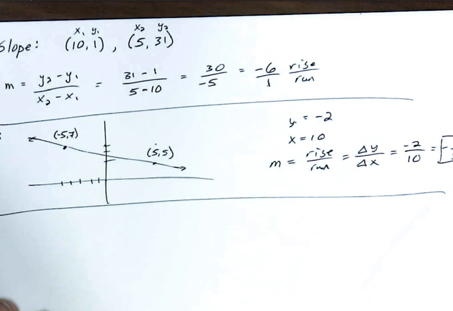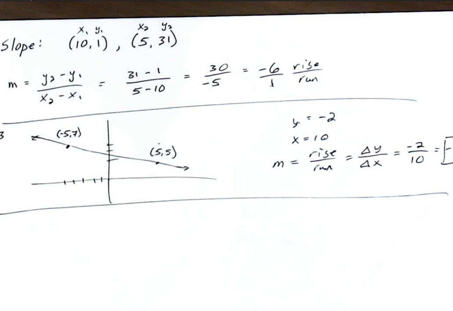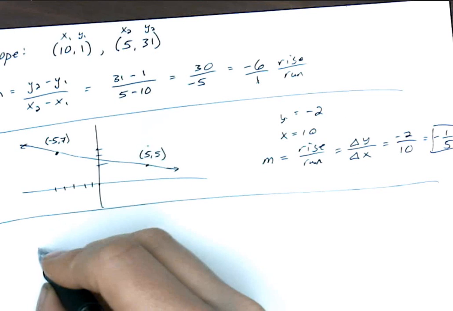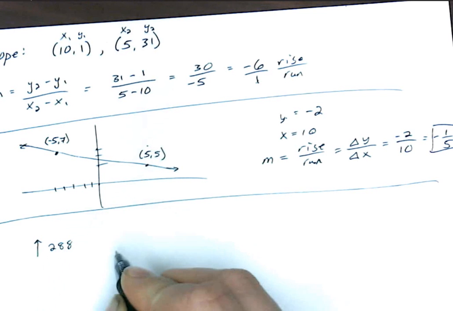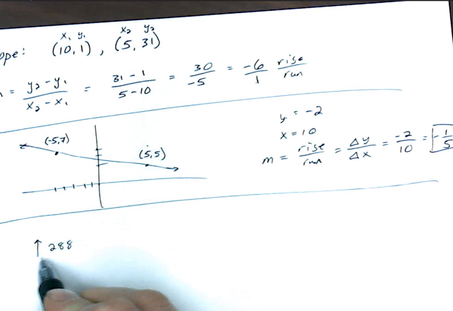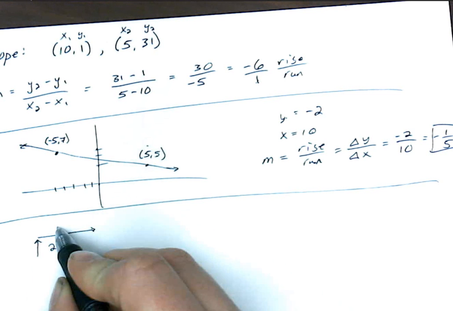Next question. Bart decided to take a bicycle trip to the observatory. The road has a vertical rise of 288 feet for every 1,800 feet of horizontal change. In percent, what is the grade of this road? So that means we're going to be going up 288 feet for every 1,800 feet that we go over.